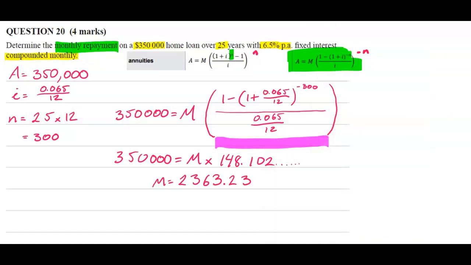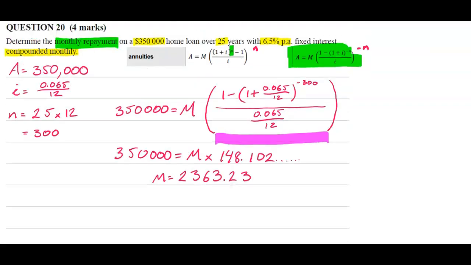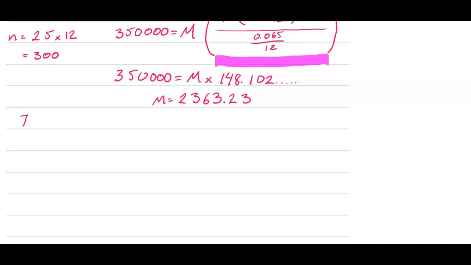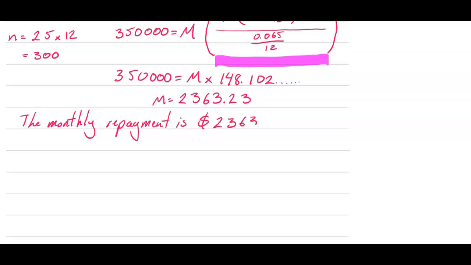So the solution for this is, what's the question? Determine the monthly repayment. Okay, so the monthly repayment, it's always good to write a sentence, especially for a 4-mark question, is $2,363.23.